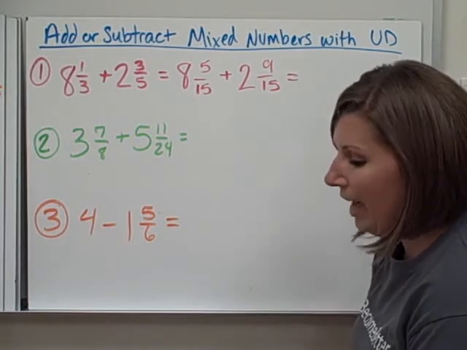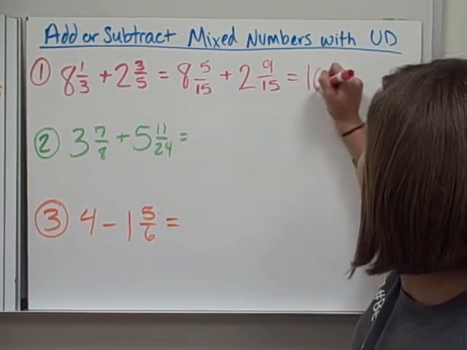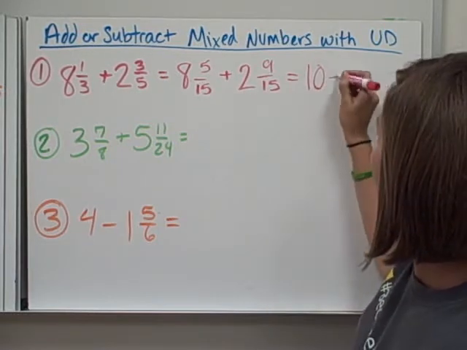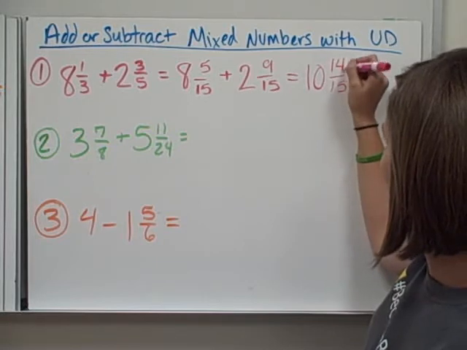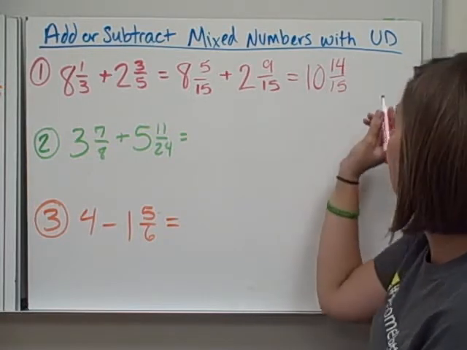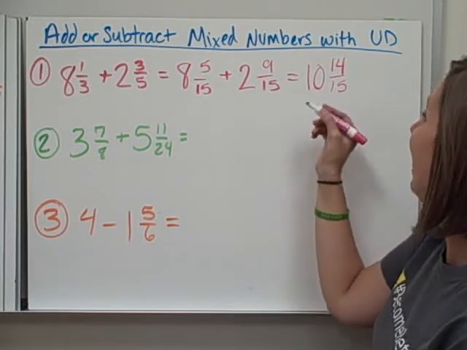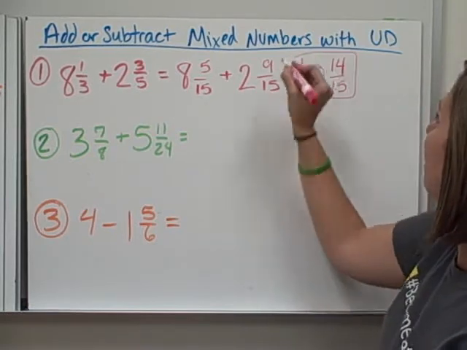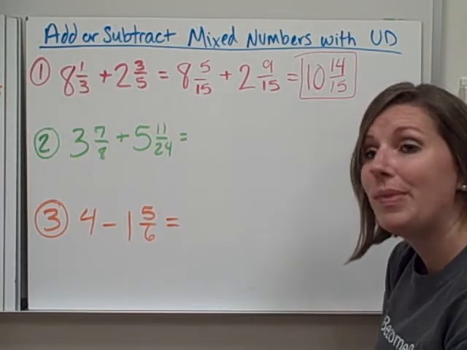Now I can go ahead and add my whole numbers. 8 plus 2 is 10. And then keep the denominator the same. 5 plus 9 is 14. All right, I have that in simplest form. I can't simplify it anymore. I don't have any improper fractions, so it looks good.